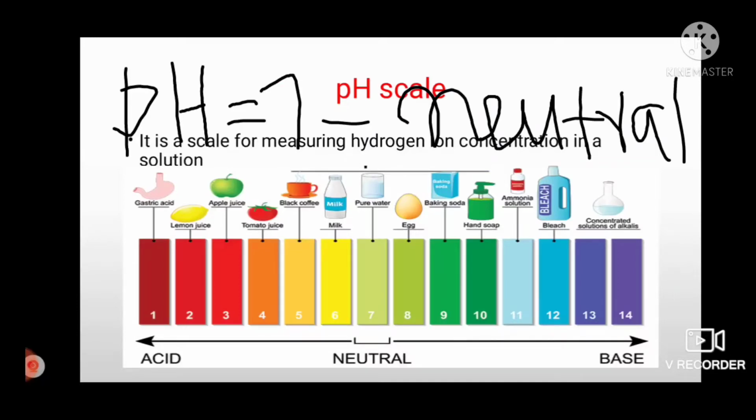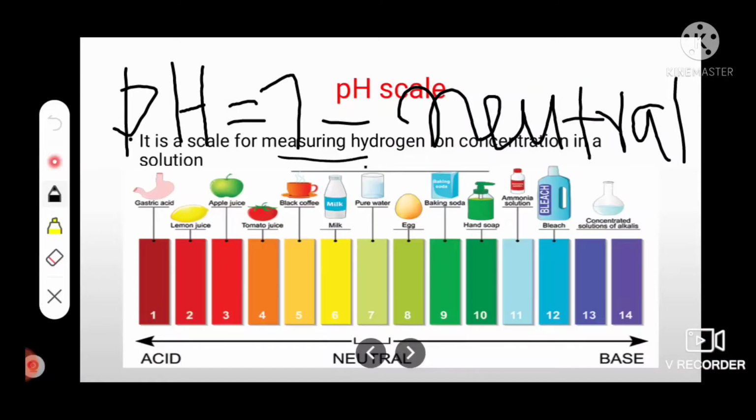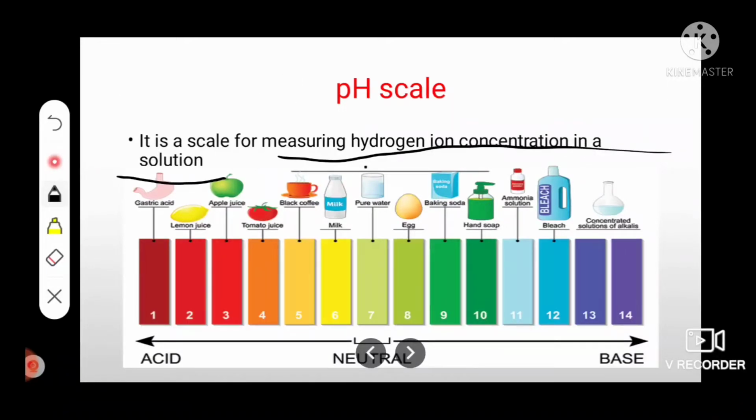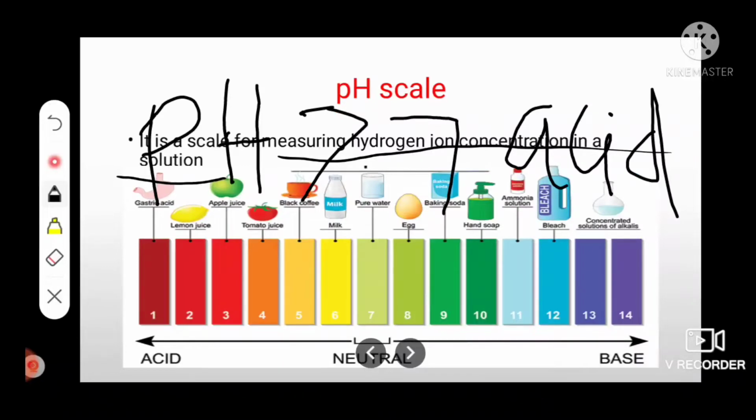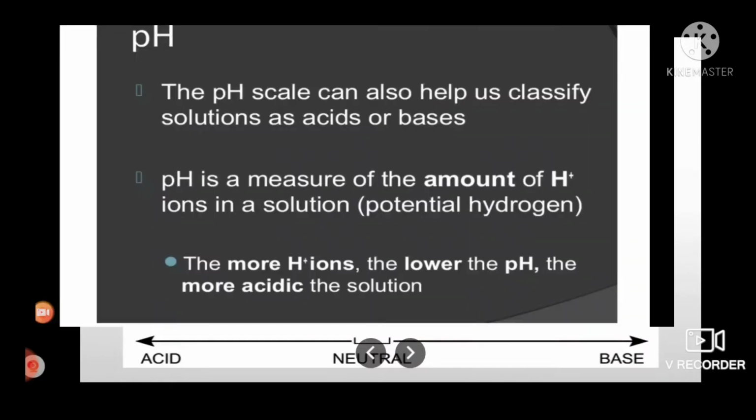Neutral substances have a pH of exactly 7. If the pH is 7, it means the substance is neutral. An example is pure water. And if the pH value is less than 7, it is an acidic solution. For example, a solution having a pH of 4 will be acidic in nature. The more acidic a solution is, the lower will be its pH. For example, a solution of pH 1 is much more acidic than another solution of pH 4.